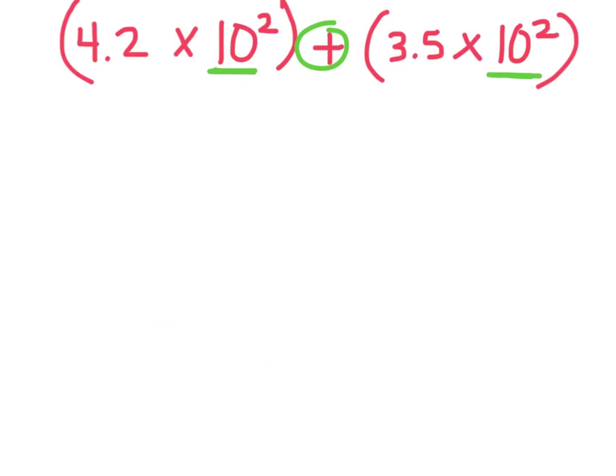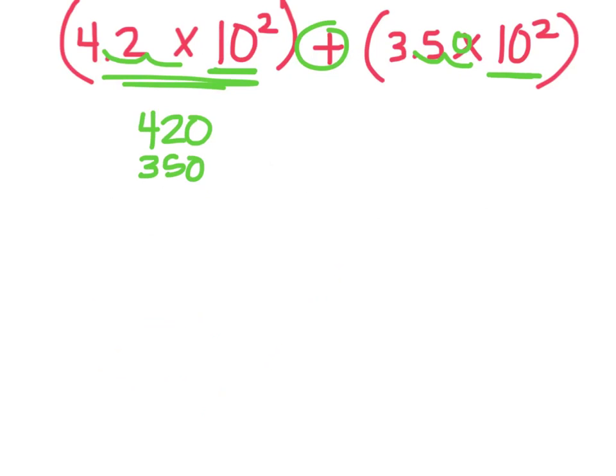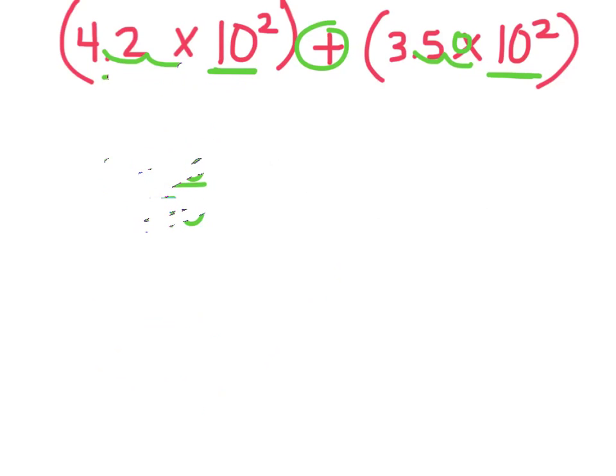Because look what happens if I work this out the long way. If I would just write this out, I could move the decimal over twice. That would be 420. And if I did that here, moved it over twice, that'd be 350. Then I can just add them up real quick, and I get 770. So that's really what that equals. Now I'm going to show you another way to do this. This is the shortcut way that we're going to learn today.